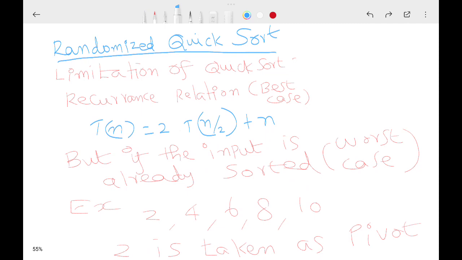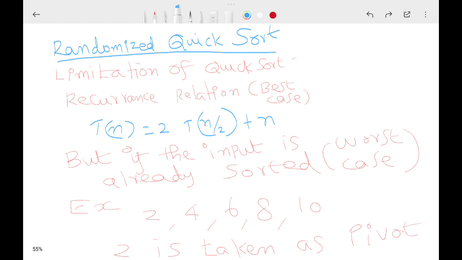So in this video, we will see about randomized quick sort. Before going into this video, assume that everyone knows about the quick sort algorithm. So, the limitation of the quick sort algorithm. The quick sort algorithm follows a divide and conquer approach. So the time complexity can be derived by using a recurrence relation.